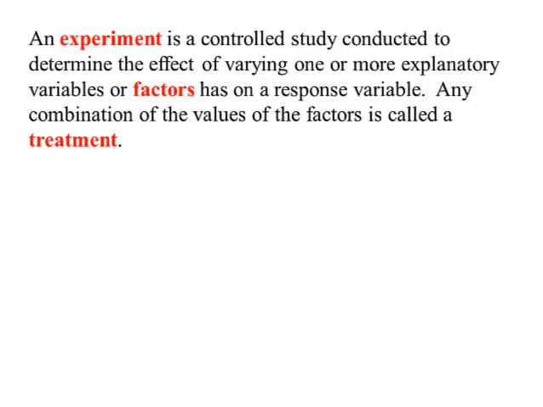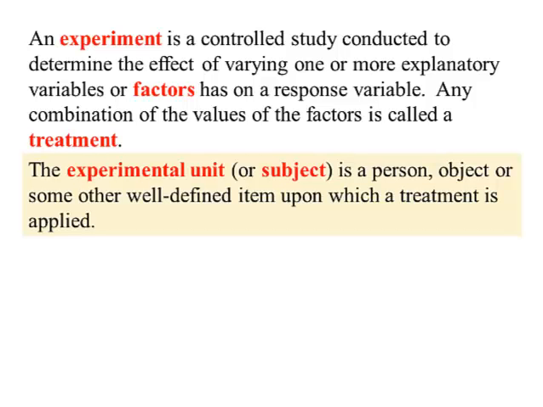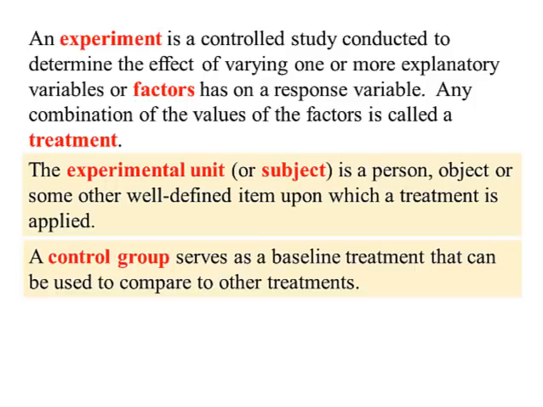Any combination of these values is called a treatment. An experimental unit or subject is a person, object, or some well-defined item on which a treatment is applied. The control group serves as a baseline. In a designed experiment, we have a control group and we have a treatment group. The control group serves as a baseline treatment so we can compare it to other treatments.